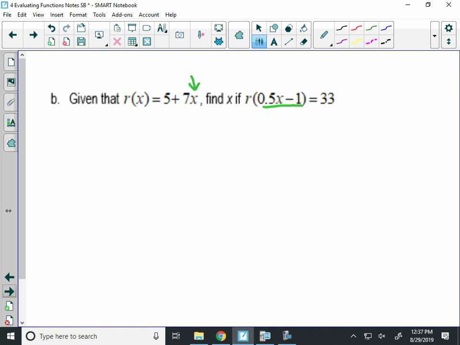So let's start there. I have the 5. I still have to write the 5 plus 7. Now, in place of the x, I'm going to put 0.5x minus 1. What do I have to do next? I still have one more thing to write. I'm trying to find x, and what does it have to be equal to? 33. So I want to know when the output, the answer is 33, what input for this function gives me the value. So now all we have to do is distribute and solve.